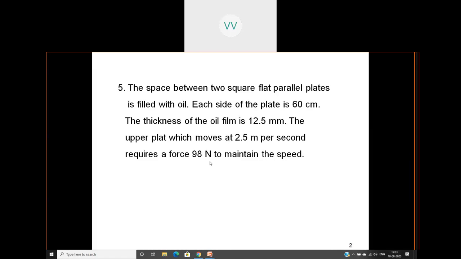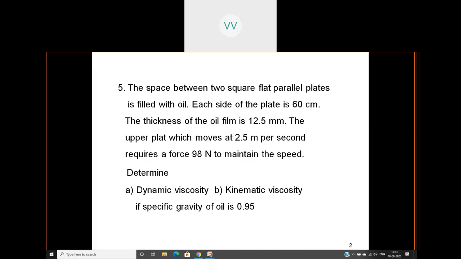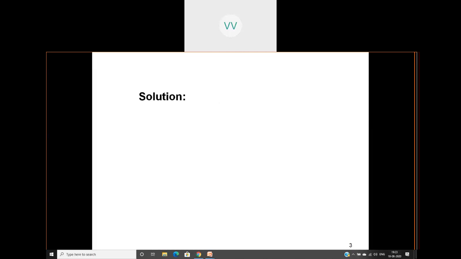So we have to find out the dynamic viscosity and the kinematic viscosity, if the specific gravity of the oil is given as 0.95. So students, have you all taken down the problem? So let us try solving it.